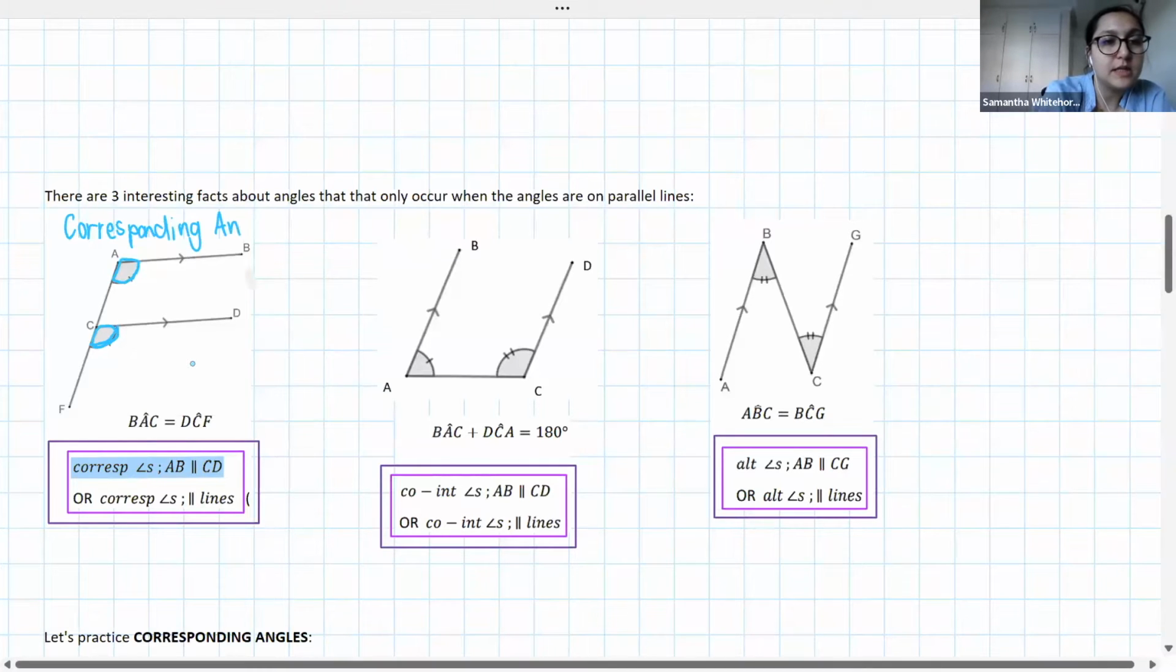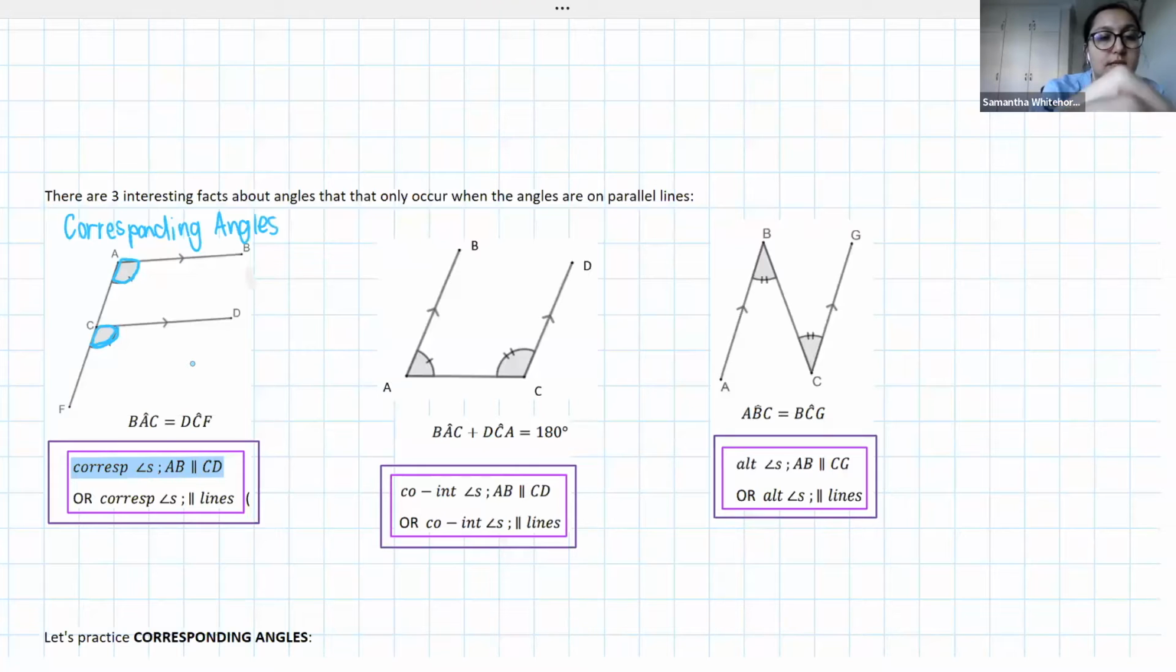Remember as well, grade 8, that whenever you are doing geometry, you always have to give a reason. So everything in the purple blocks down at the bottom are your reasons that you need to be using.